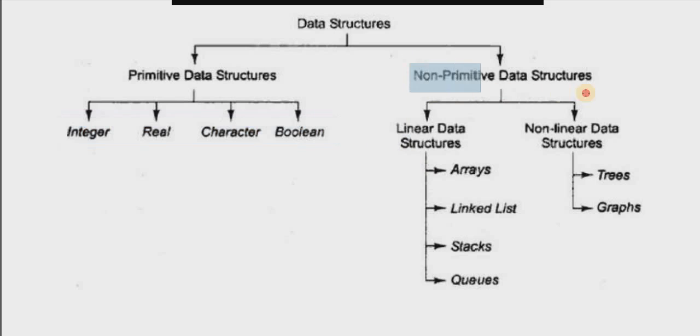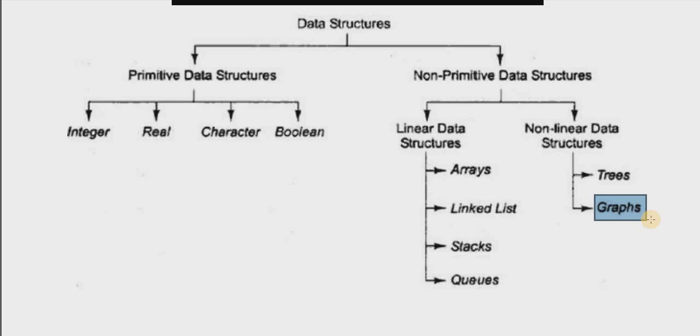In non-primitive data structure, again there are 2 types. First is linear data structure and another is non-linear data structure. Linear means straight and non-linear means not straight. In linear data structure there are different types like arrays, linked list, stacks and queues. These are the 4 types you have to study in this chapter under linear data structure. And non-linear data structure means trees and graphs.